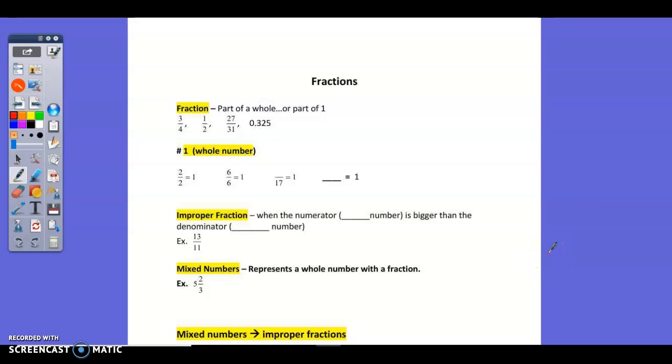All right, for this section, we are talking about fractions and then ultimately how to reduce fractions for the assignment that we had. But I'm just going to start going through these notes. So what is a fraction?